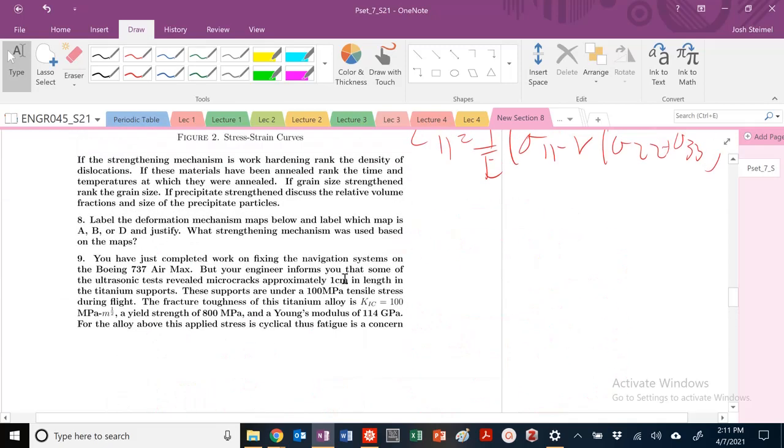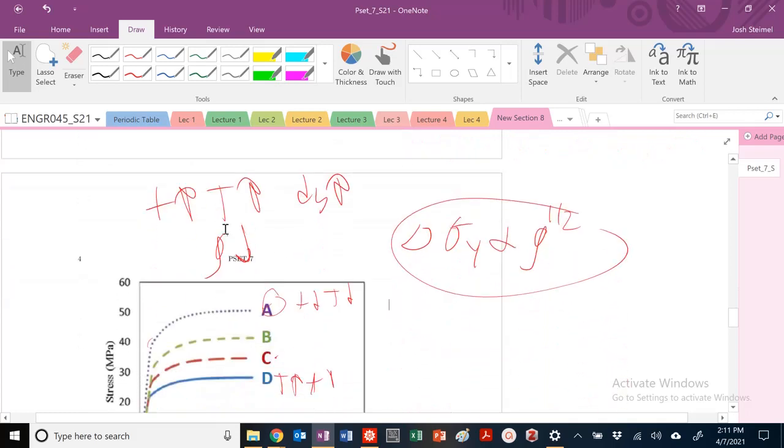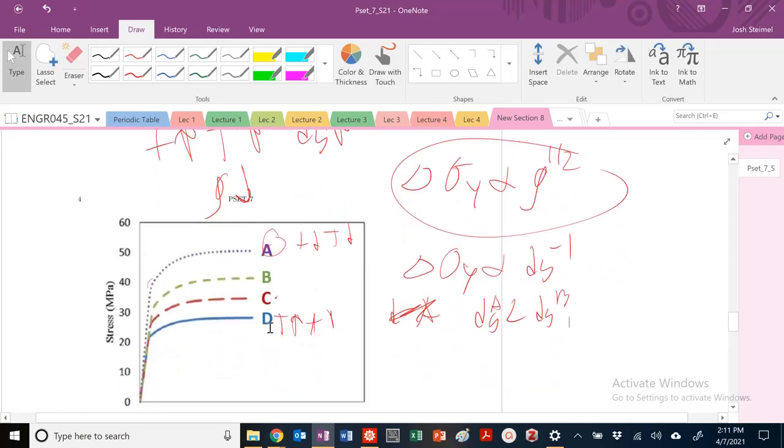If grain size strengthened, rank the grain size. Similarly, for grain size strengthening, we know that sigma y is proportional to dg to the -1/2. So we know that dg of A is smaller than dg of B, C, D, and so on. So D has the largest grain size.